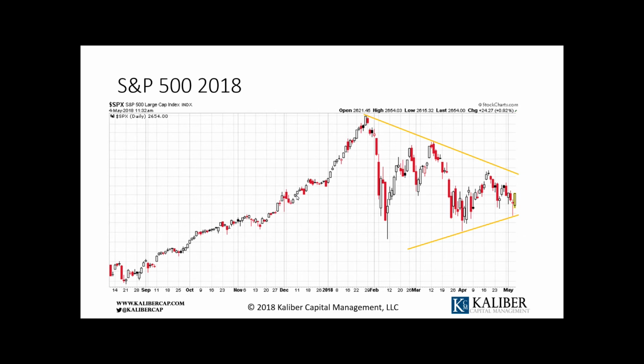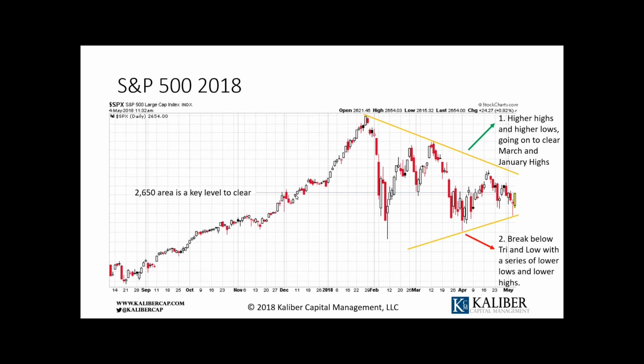As of the time of this recording, it seems quite likely that we'll clear the resistance at 2650 that we had noted last week. This increases the probability of breaking the upside of the symmetrical triangle and going on to make higher highs. We're certainly not out of the woods yet, but the conclusion of this week has improved our model scores and the probability of favorable outcomes.